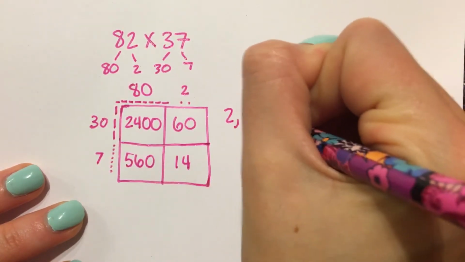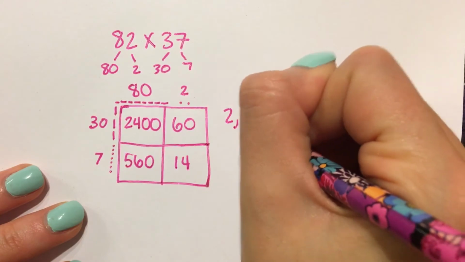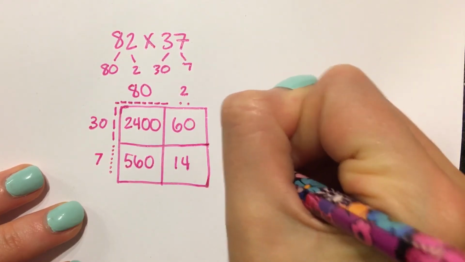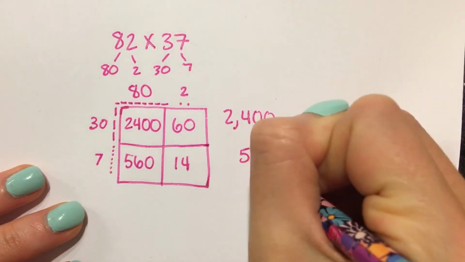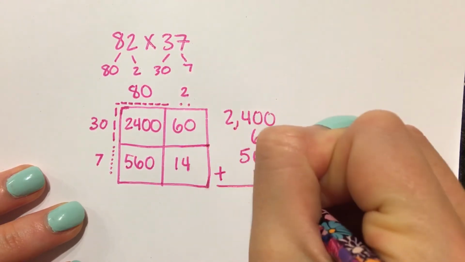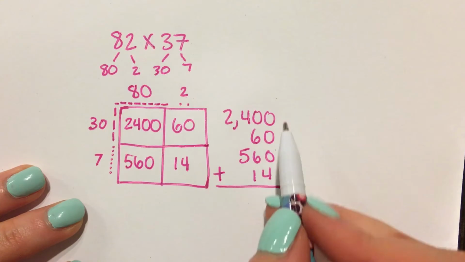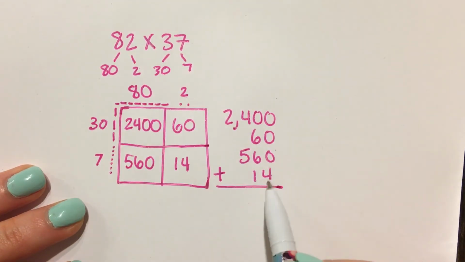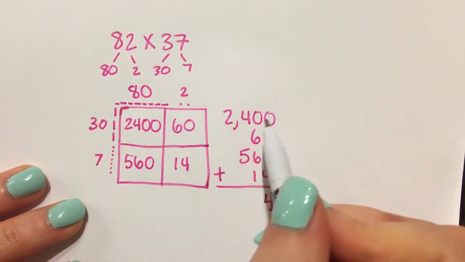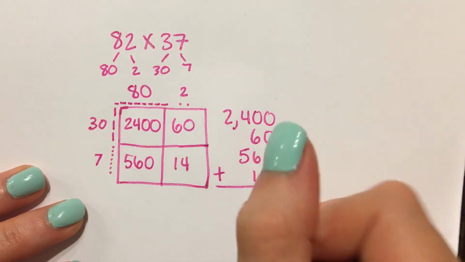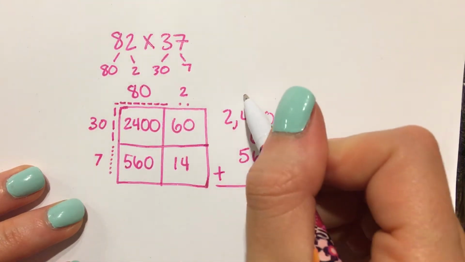So I have 2,400, I have 60, 560, and 14. Notice how I wrote these out nice and neat, and I lined them all up by my ones, making it easy to add. 0 plus 0 plus 0 plus 4 gives me 4. 0 plus 6 plus 6 plus 1 gives me 13. Put your 3, carry your 1.